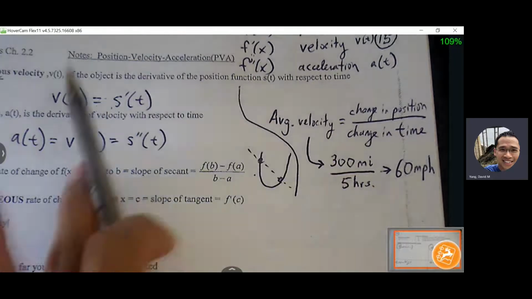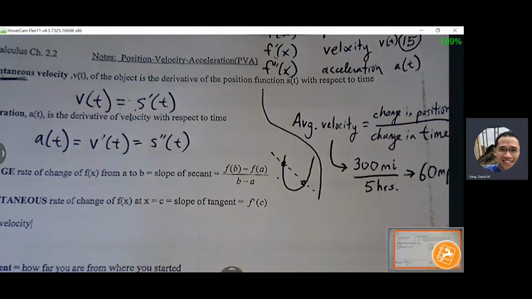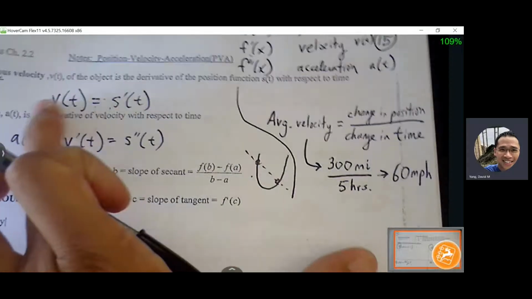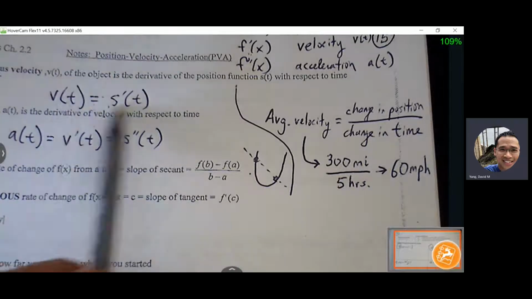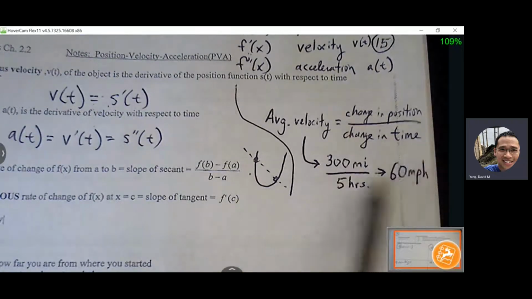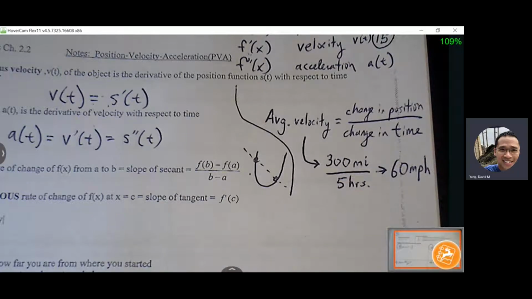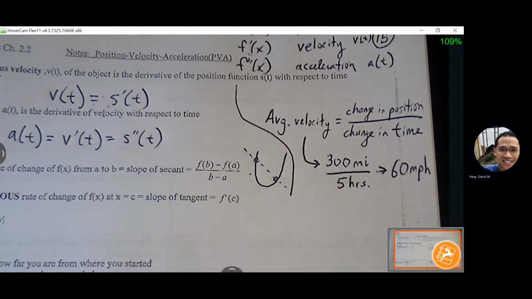Now, the difference with this versus instantaneous velocity would be if someone were to ask you, okay, how fast were you traveling exactly 2 hours into the trip? It could be 50 miles per hour, it could be 75, it could be 65. So a moment in time versus an average, that's the distinction. Okay, we're going to talk about that. One requires calculus. This one does not require calculus, right? This is really just taking 2 points and finding the slope between them.